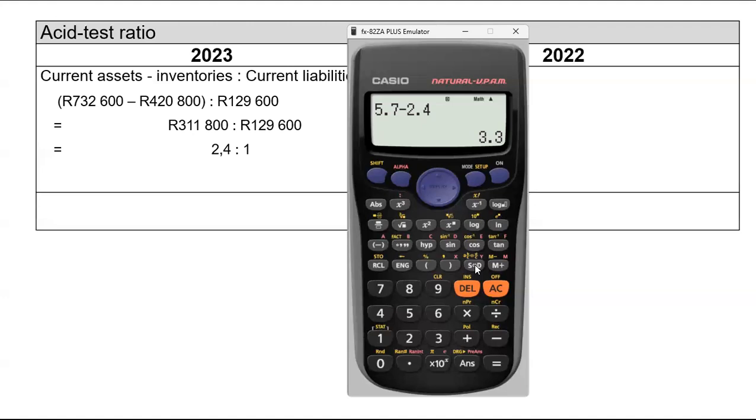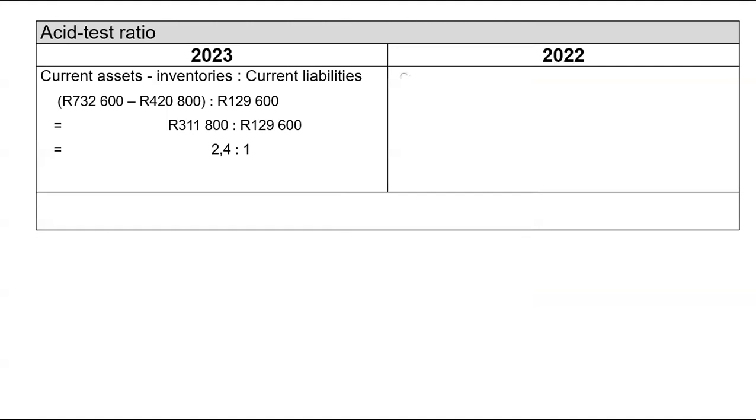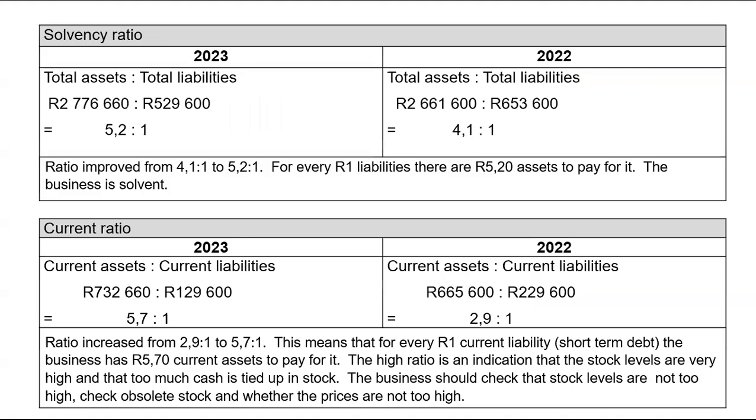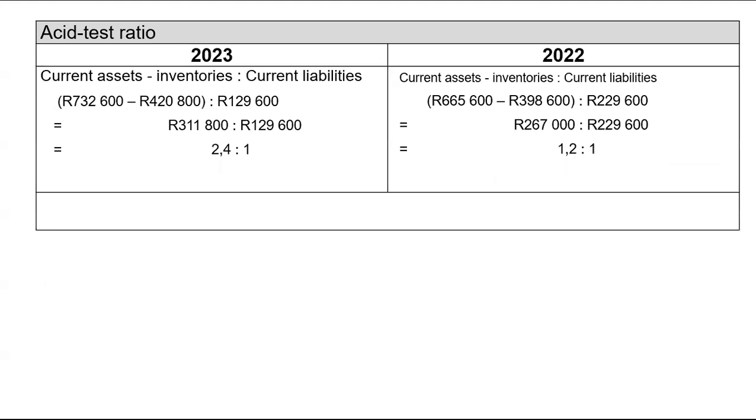Let's calculate the acid test ratio for 2022. And it looks like even for 2022, the business was holding too much stock because it declined, but not that much. The current ratio for 2022 was 2.9, declining to 2.4. So in 2022, the business did not hold too much stock. It just decided to hold too much stock in 2023. Okay, there's a huge jump still when you look at your acid test ratio. It's double last year's one.